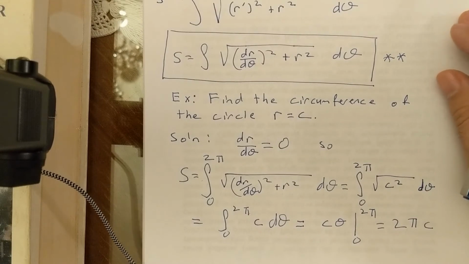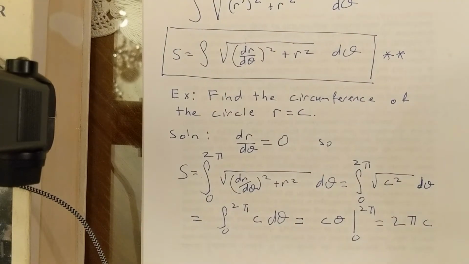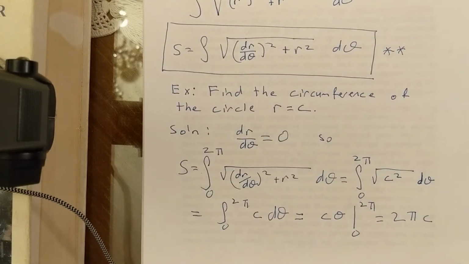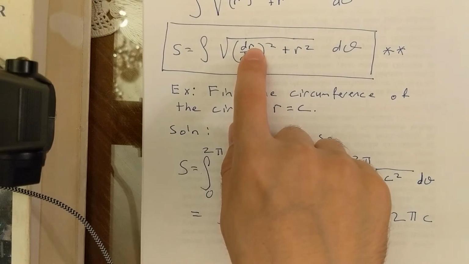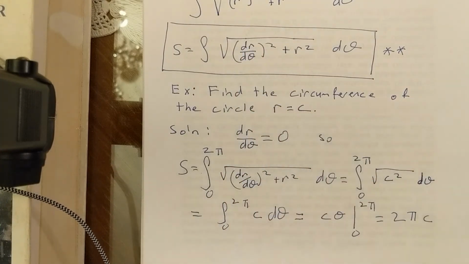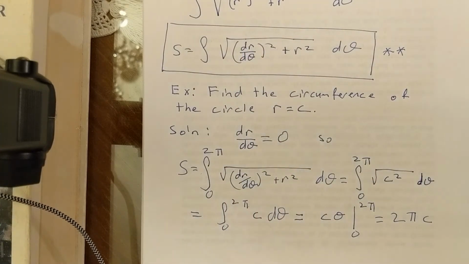Okay. So let's apply this to a very easy problem. I want to find the circumference of a circle with radius c. Again, I'm not calling it radius r because r gets confused. R is the distance from the origin, it's not the radius of anything. In this case, r is going to be the radius of something, but not to confuse the r here, which is a function of theta, with the constant here. I just said r equals c, okay?